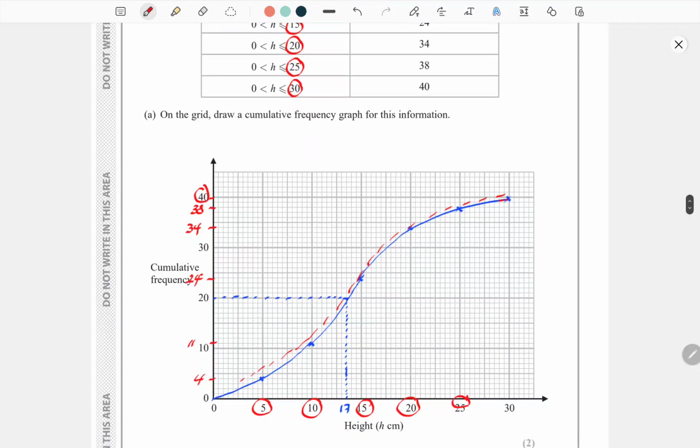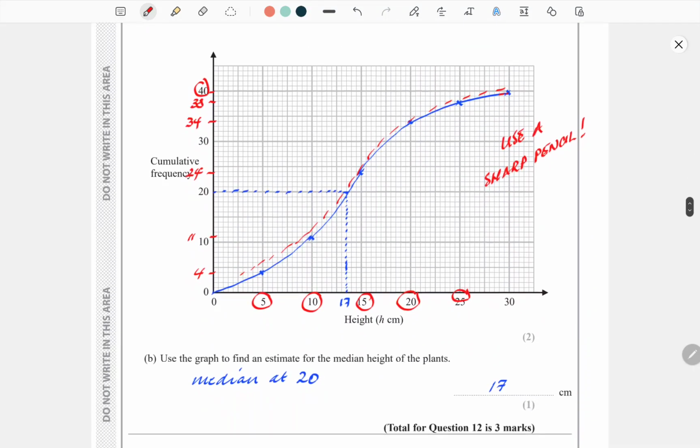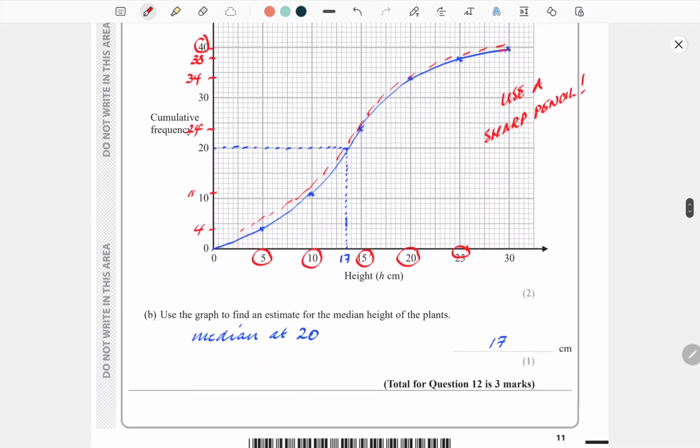Okay? Use a sharp pencil. Okay? Best thing to do in the exam. In case it goes wrong, you can rub it out and do it again. All right? Okay, so that's that bit. That's a cumulative frequency curve.